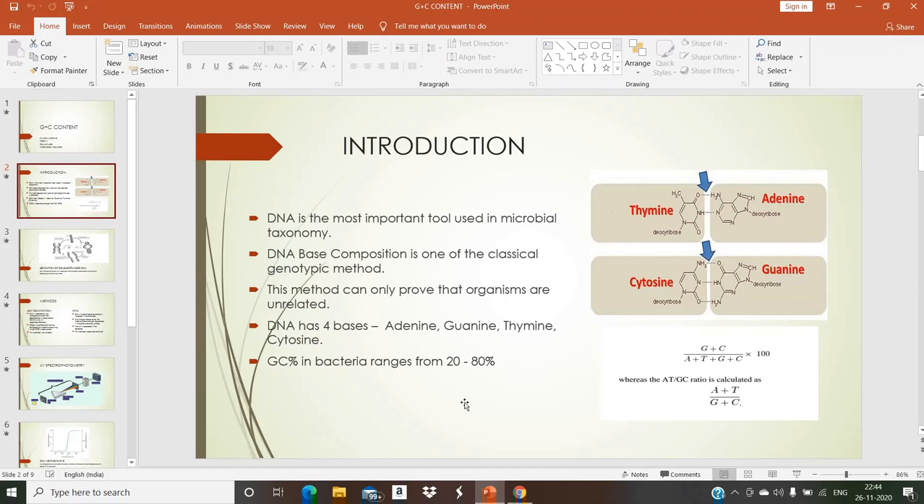Moving forward toward the method, this method can only tell us that organisms are not related. If two organisms have different DNA-based compositions, they are not related. However, organisms with identical base compositions are not necessarily related, because the nucleotide sequence in two organisms could be completely different.